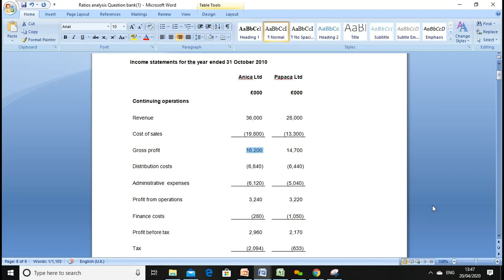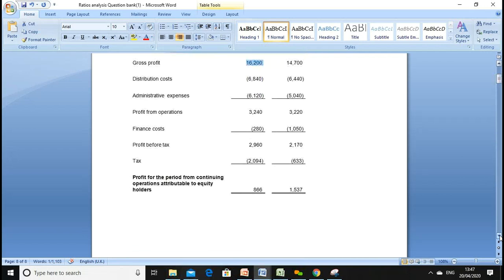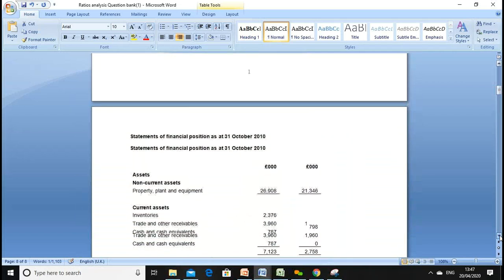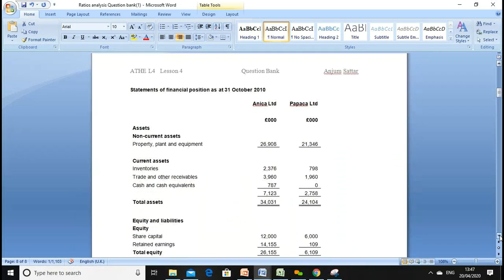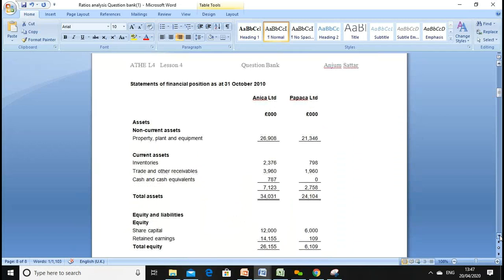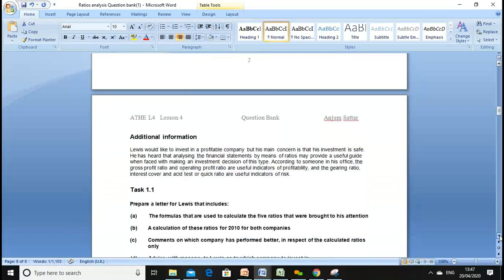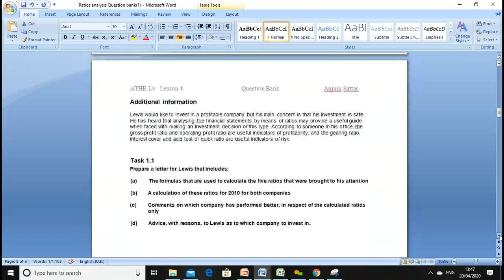Then we can go through the distribution costs, administrative expenses, profit from operations, finance costs, profit before tax, and the tax. Then we can look at the profit for the period from continuing operations attributable to the equity holders. And then we can look at Anika's and Papika's non-current assets and current assets. On the basis of this, we can use the formulas.